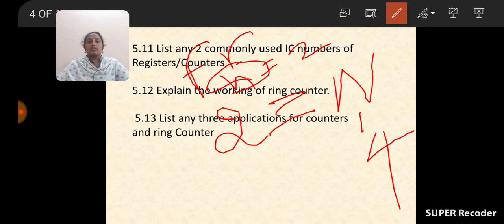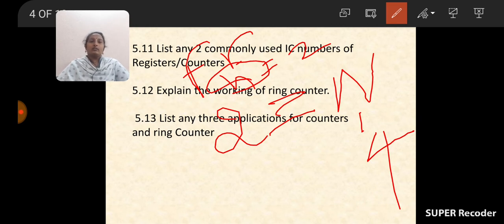Coming to 10, it is not possible with 2 to the power of 3, so we consider 2 to the power of 4 because it provides a value greater than N. We want 10, but 2 to the power of 4 gives 16, so 4 flip-flops are used in the mod 10 counter.